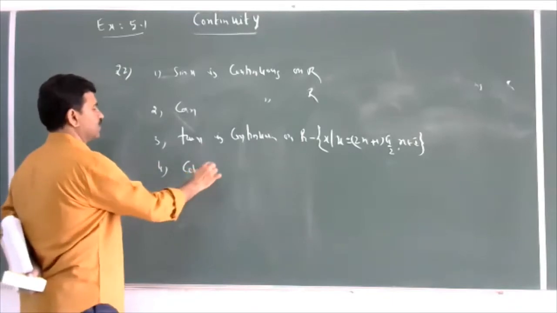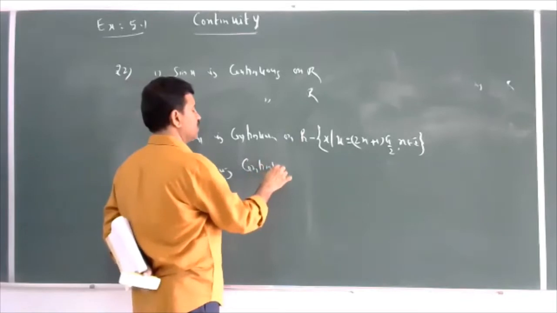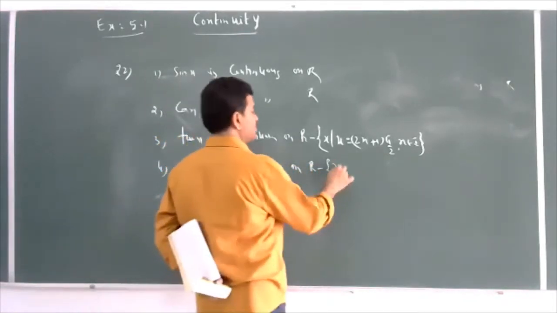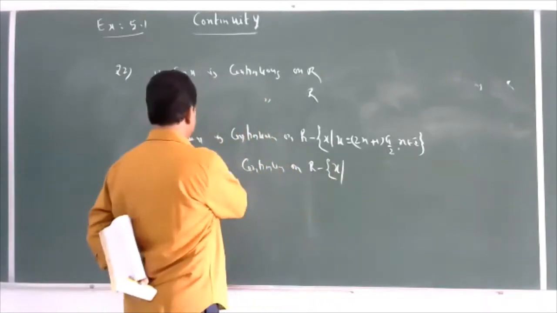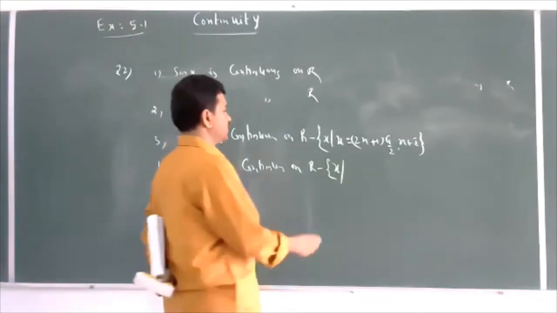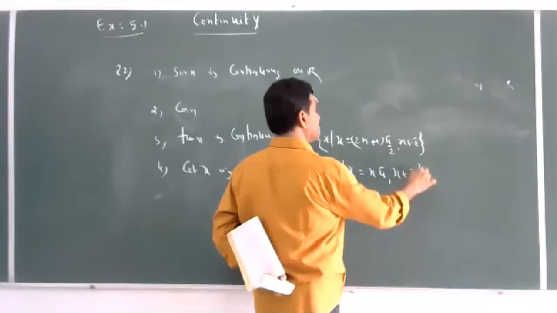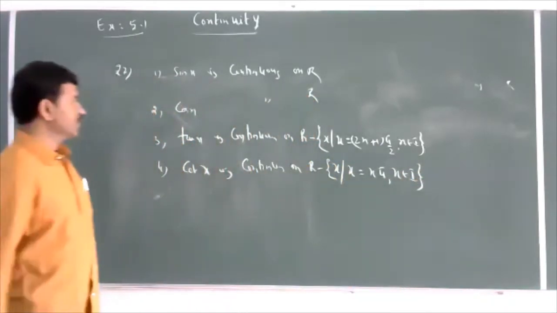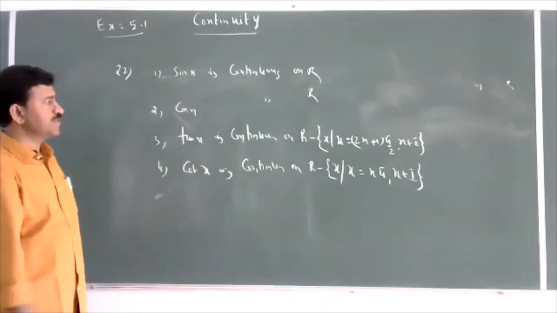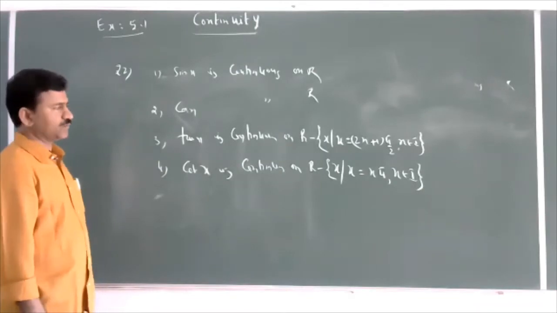Cot x is continuous on R minus the set of x such that sin x is equal to 0, since cot x means cos x by sin x. That means x is equal to n pi, where n belongs to I. Tan x is defined as sin x by cos x. The denominator should not be 0, so cos x is 0 at odd multiples of pi by 2.